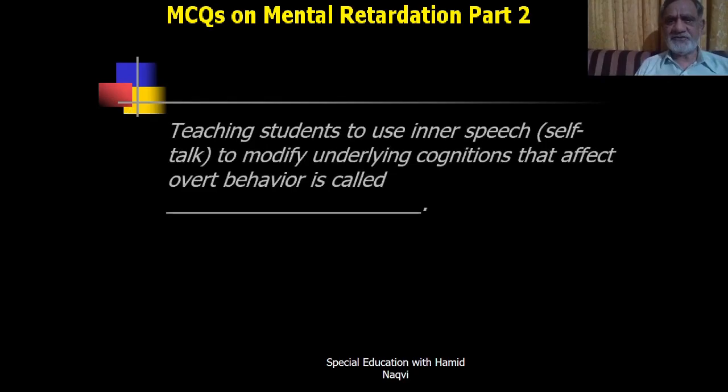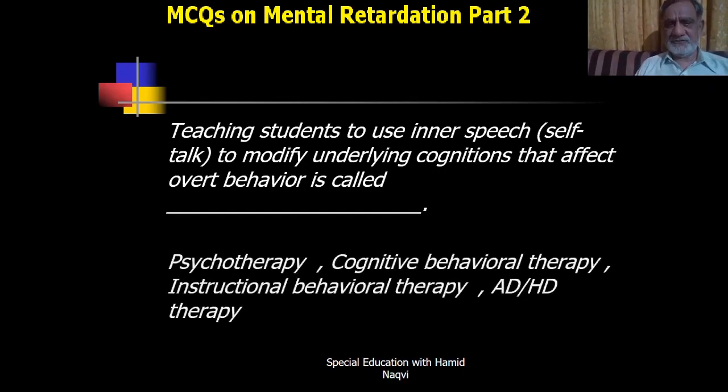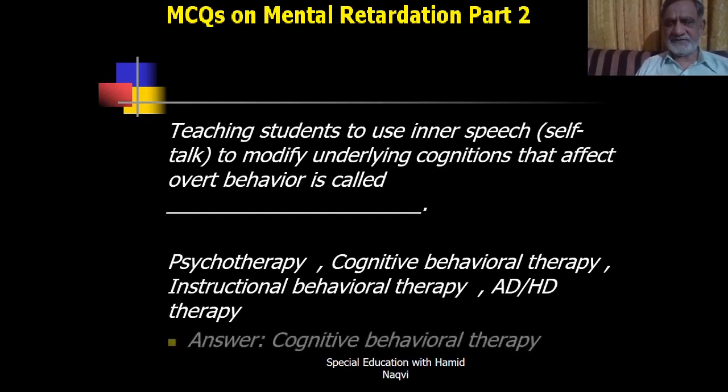Next question is, teaching students to use inner speech, self-talk to modify underlying cognitions that affect overt behavior is called ___. Psychotherapy, cognitive behavioral therapy, instructional behavioral therapy, ADHD therapy. Correct answer is cognitive behavioral therapy.